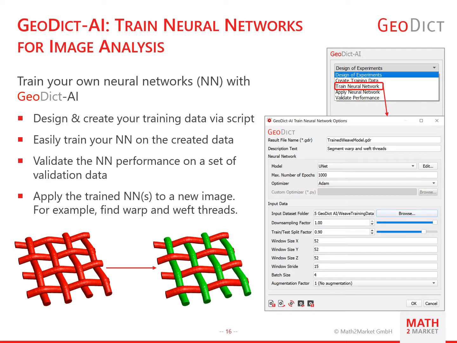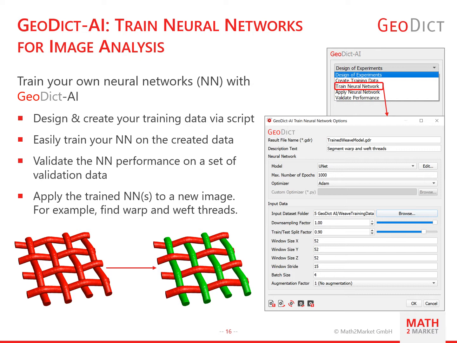If you have a 3D image and you want to find the cracks in a rock, or fibers with a specific shape in a non-woven, or the warp threads in a woven structure, you can do this with GeoDict AI in GeoDict 2022. Just provide the training data, which often can be done via a relatively simple GeoDict script. Train your network, validate the results, and if you are satisfied with the net's analysis quality, apply the net to the images you want to analyze.